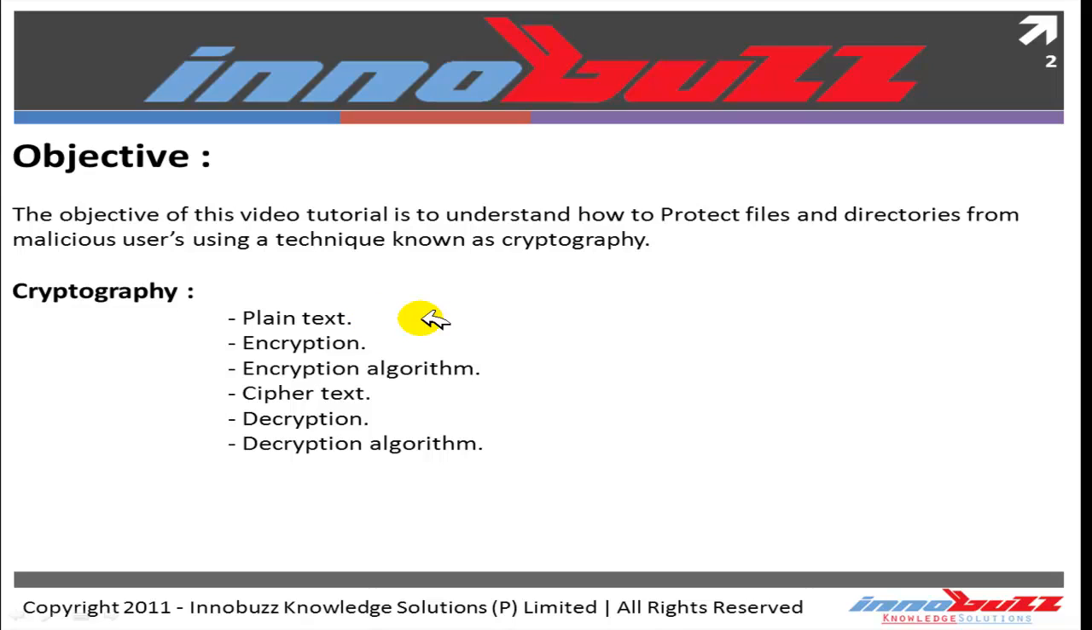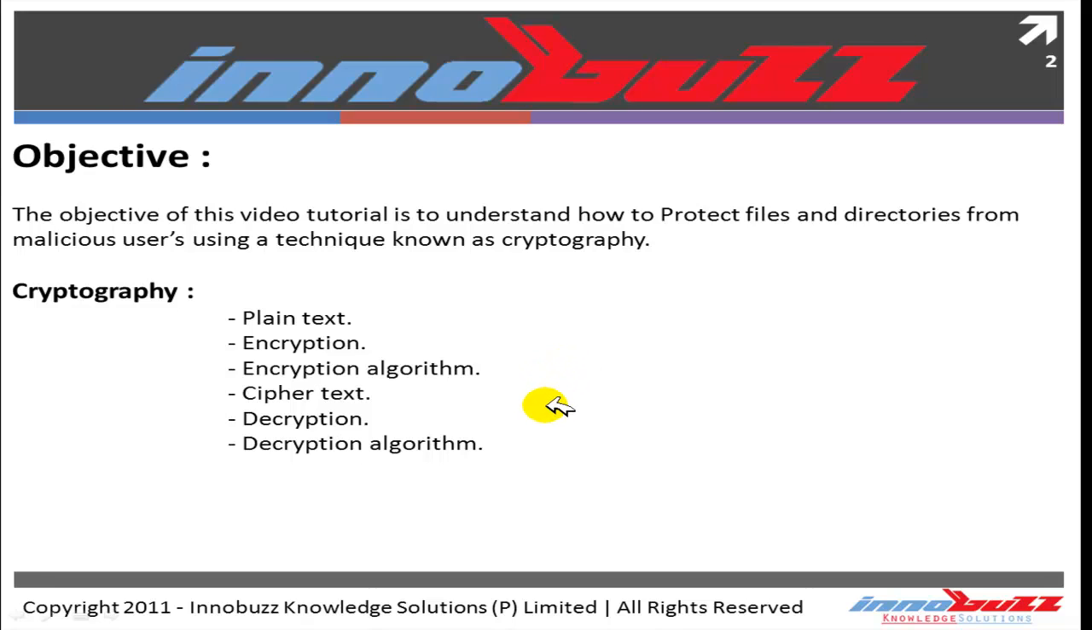The message whose meaning we are trying to hide is known as plain text. The text we get after hiding its meaning is called as ciphertext. The process of conversion from plain text to ciphertext is called as encryption. The algorithm or function used is called as encryption algorithm or encryption function.